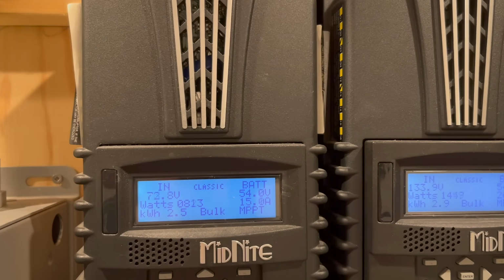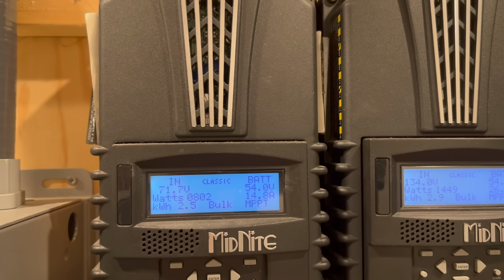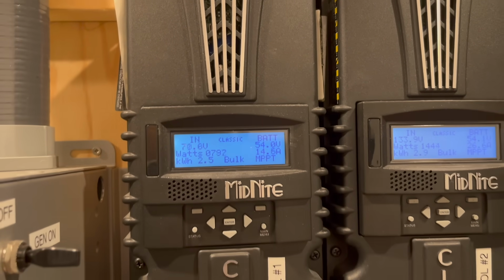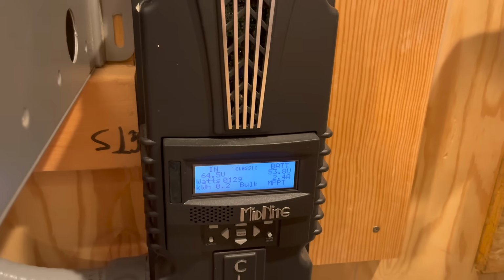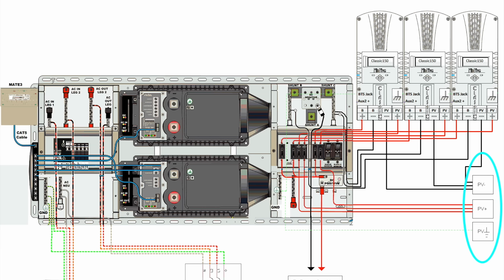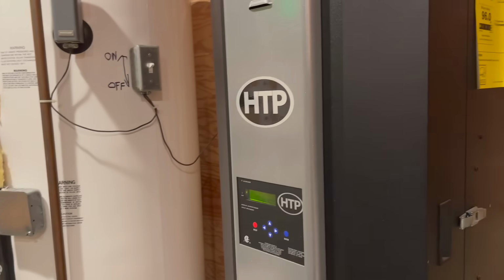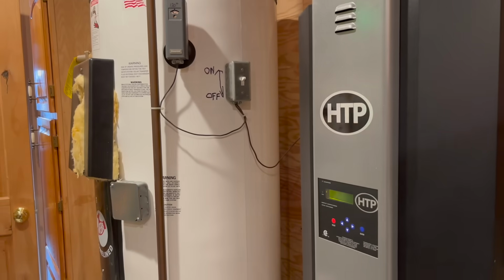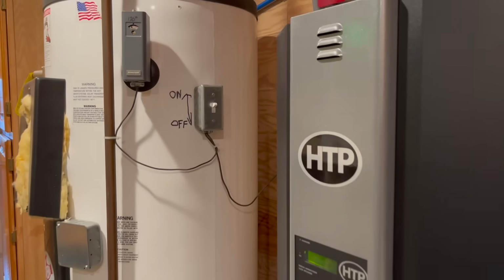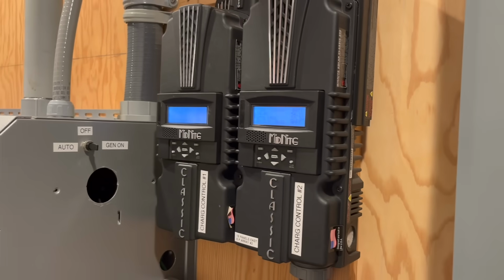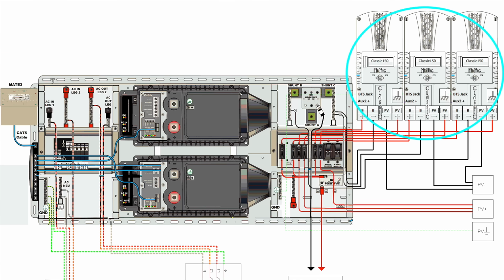Here in the utility room of the house is where we'll find the balance of system components. As I mentioned, there are a total of three Midnight Classic charge controllers, two of which are each being fed by 18 panels from the ground mount, and the third is managing the four 250-watt panels that were used in the original system. The auxiliary port of one of the Classics is connected through a relay to a thermostat on the hot water heater so that when the batteries are full, or in their float stage, the hot water heater will turn on to utilize the excess solar production.